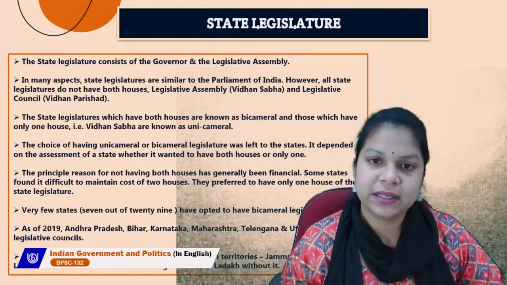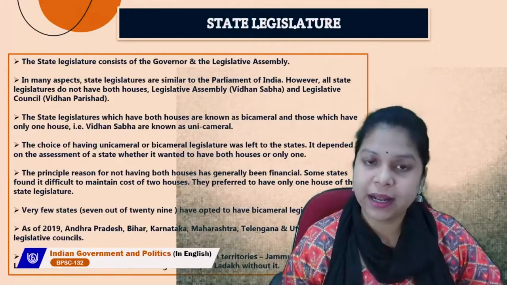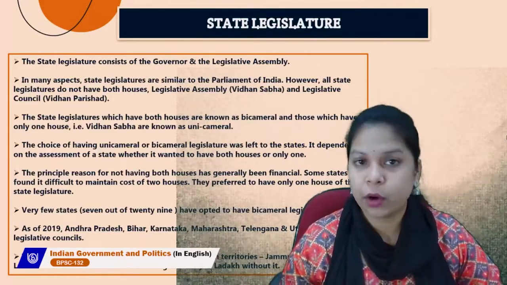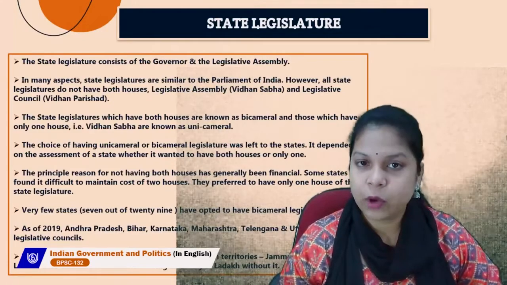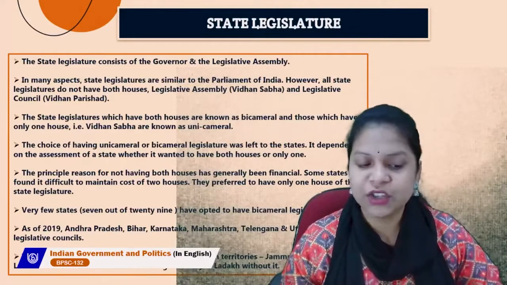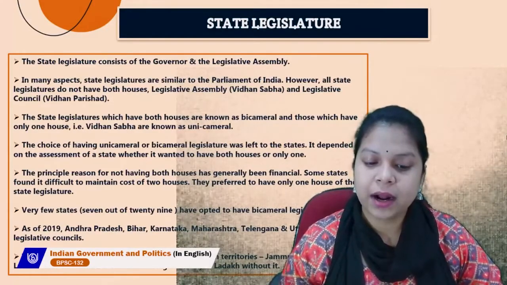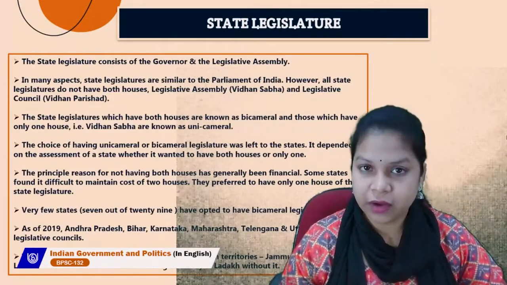Very few states had two houses. When India had 29 states, out of 29, there were 7 states which had two houses, or a bicameral legislature. As of 2019, and I'm talking about 2019 because later on many things changed, Andhra Pradesh, Bihar, Karnataka, Maharashtra, Telangana and Uttar Pradesh have legislative councils.